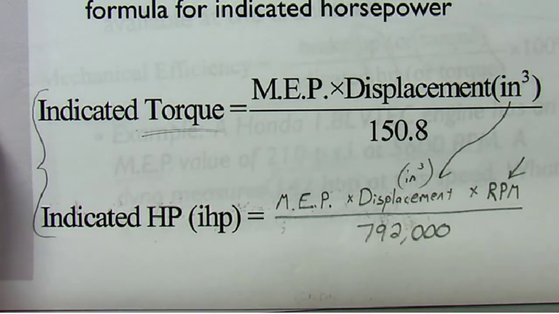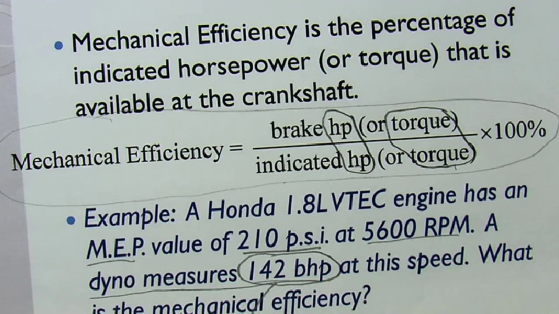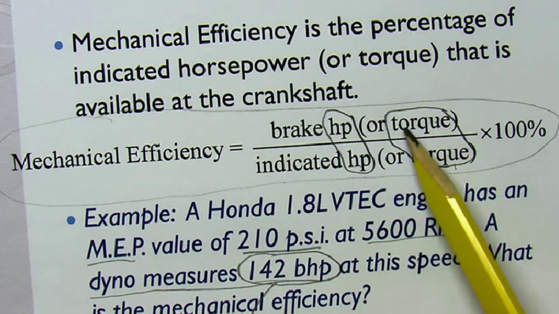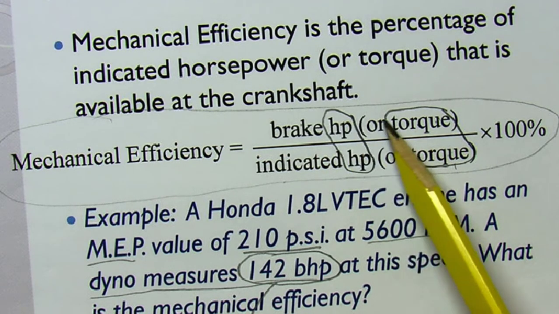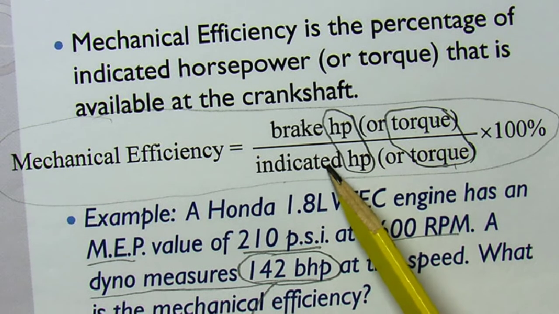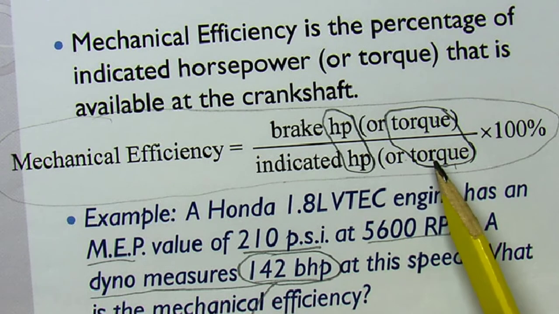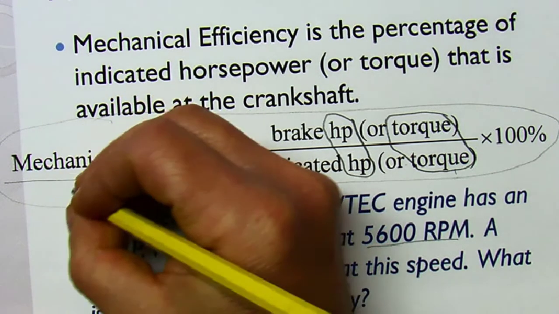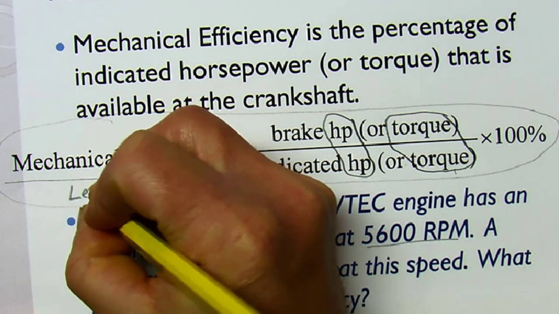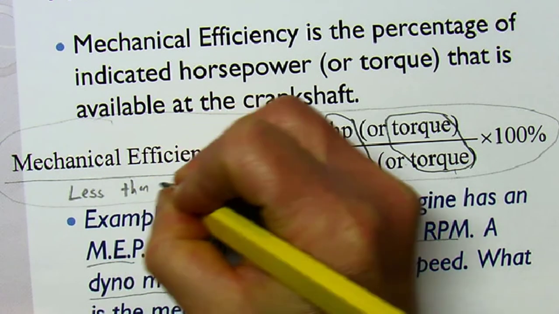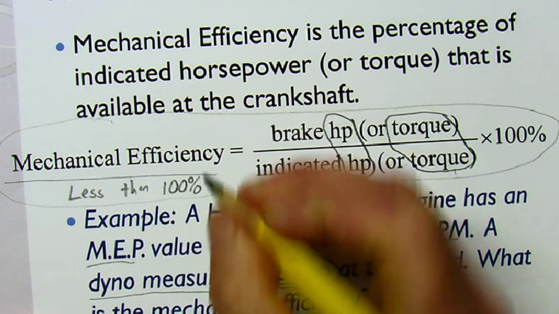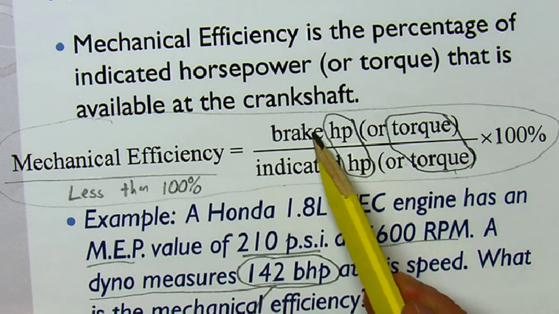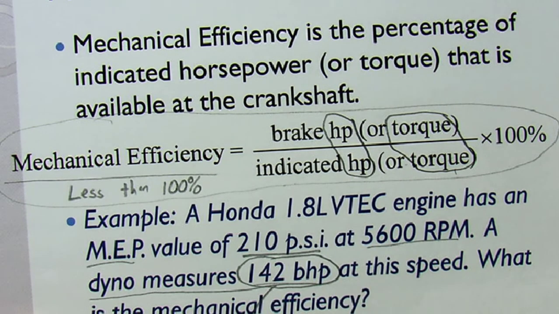Once you find that theoretical amount of torque or horsepower the engine can make, you can take the brake power or torque, which you would actually measure on a dynamometer, and divide it by what it should be making, and that gives you your mechanical efficiency for this engine. That is always going to be, by the way, less than 100%. And it's always less than 100% because the brake value will always be less than our indicated value.